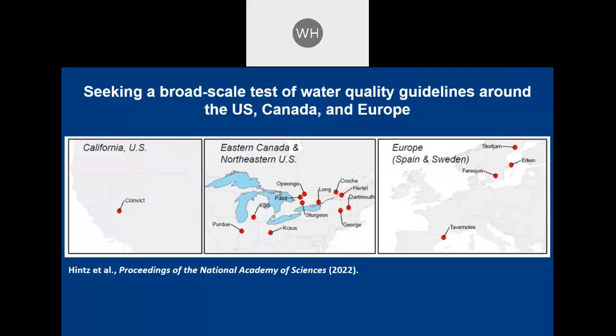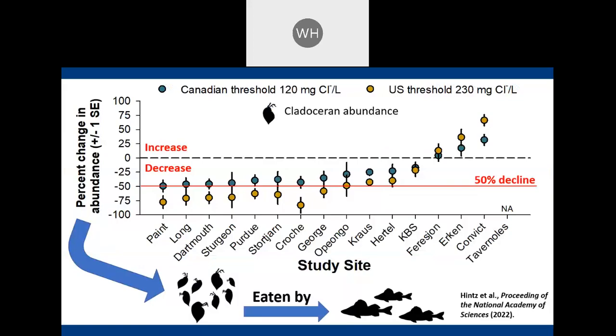And so when we test this out, me and a bunch of colleagues from Europe and North America, Canada, the United States, and Europe, we took a bunch of organisms, zooplankton in this case, and we exposed them to a range of salt concentrations. What you see here are our study sites from California, the eastern and central United States, as well as Canada, and then some of the study sites in Europe, Spain and Sweden specifically. We exposed zooplankton from all of these natural lake ecosystems to road salt, sodium chloride road salt.